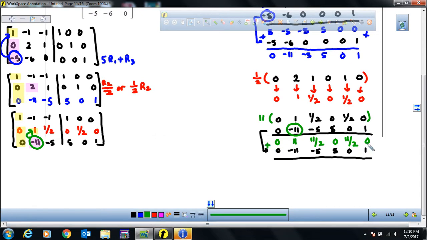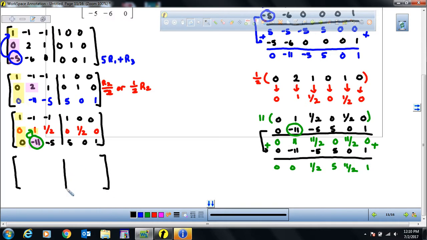Okay, so we're going to add these, and we're going to get 0, 0. 11 halves minus 5 is 1 half, because this is 5.5 minus 5, which is 0.5. Right? 0 plus 5 is 5. 11 halves plus 0 is 11 halves, and 0 plus 1 is going to be 1. So we're going to write that down on the bottom row.